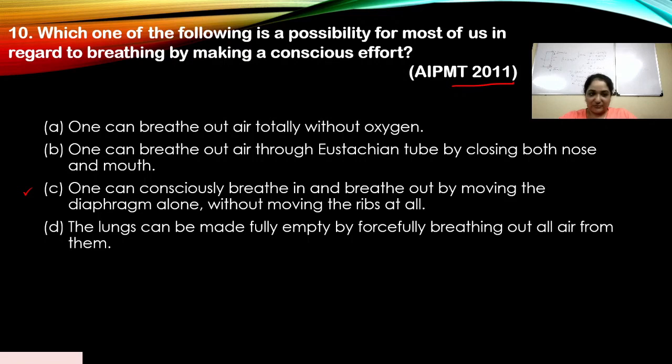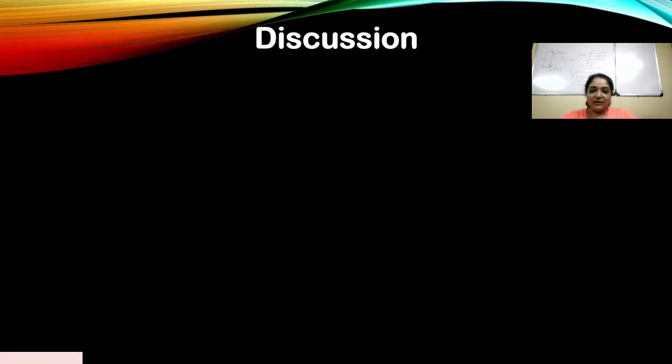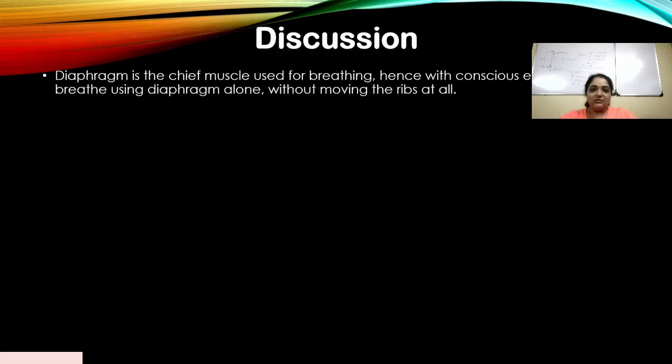We'll look at the discussion. So now I said option C, that means it is consciously possible to breathe using the diaphragm alone. The diaphragm is the chief muscle that is used for breathing. Most of the breathing is happening through the movement or the contraction of the diaphragm. Hence, with conscious effort, it is possible to breathe using the diaphragm alone without moving the ribs at all. And it is possible.